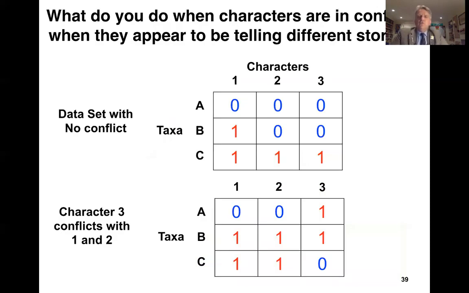All right, so what will you do when the characters are in conflict? When they appear to be telling different stories. Okay, so here's the data set we just looked at. There was no conflict. All the characters agree. But here you could see character 3 conflicts with both character 1 and 2. Character 3 is arguing for common ancestry of A and B, whereas characters 1 and 2 are arguing for common ancestry of taxa B and C. What do we do with this?